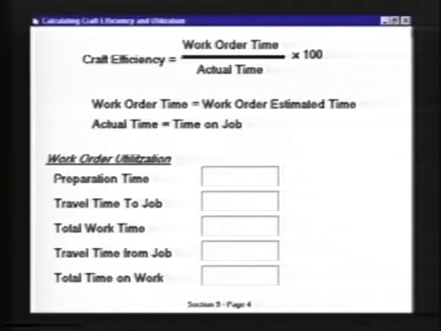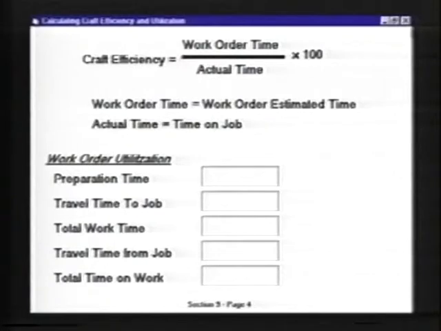We also can look at the total elapsed time on the job, which is in the bottom half of this particular screen format entitled Work Order Utilization. This would be a standard exhibit, a standard screen format that the planner scheduler or maintenance supervision would use each time a work order was being reviewed and closed out.